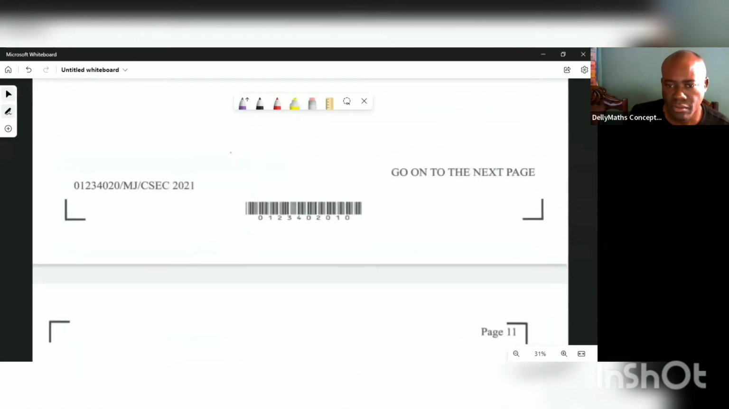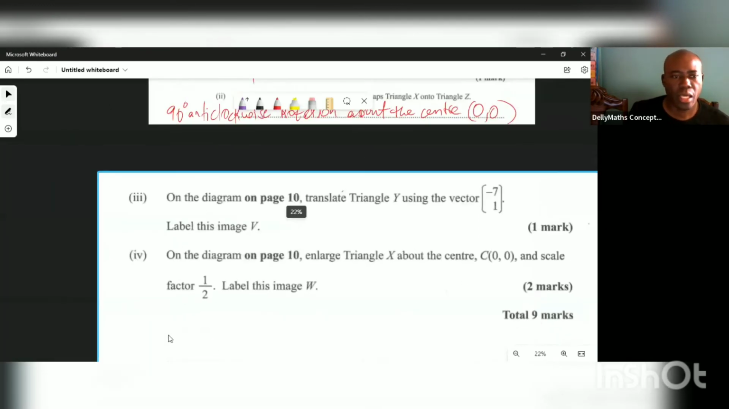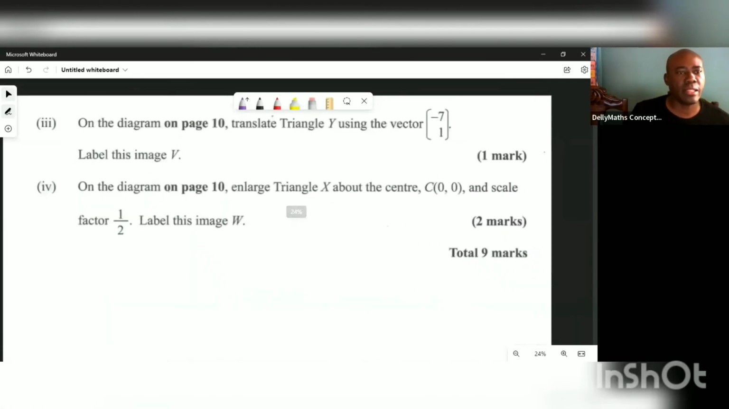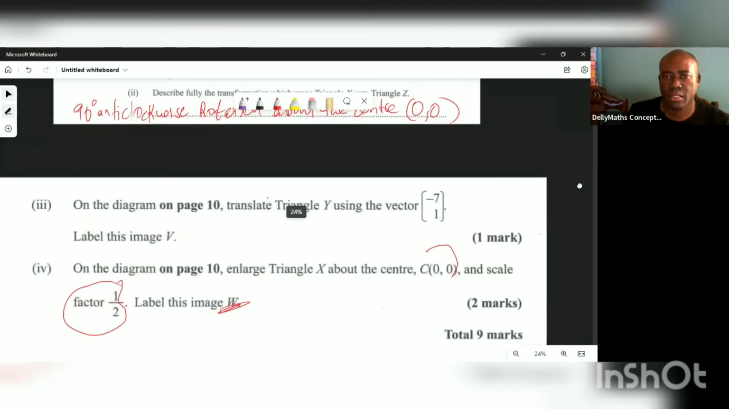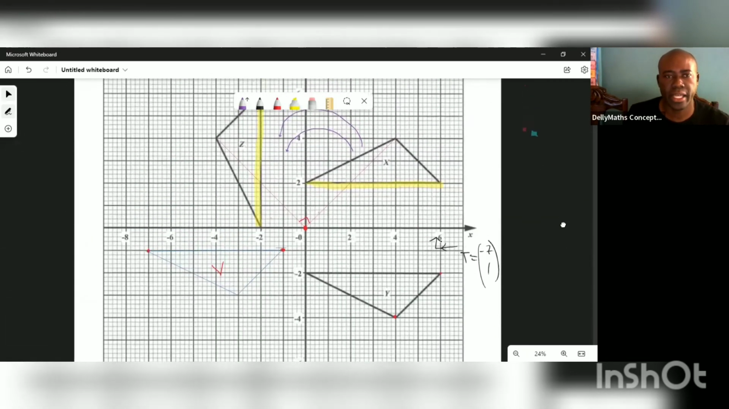Next question says, on the diagram, so on the same page that we were just on, we want to enlarge X. So we're going to enlarge X about the center 0, 0 with a scale factor of a half, and then we're going to call it W, and we're done. So X, scale factor a half, center 0, 0. So we want to find the image of X.